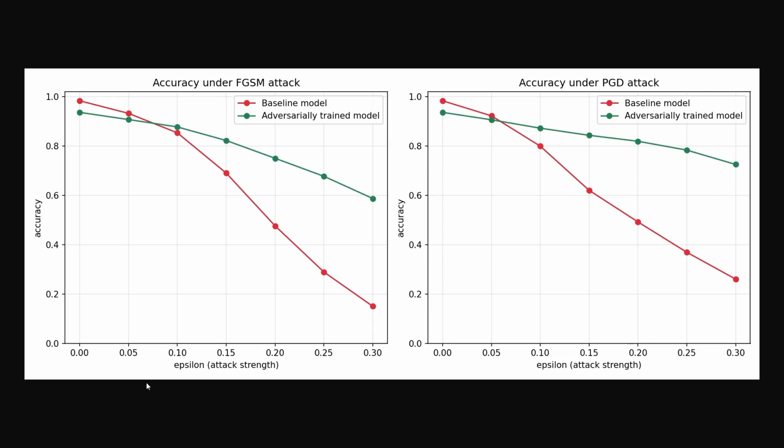First, I train a normal CNN digit classifier. Second, I attack it with two standard methods, FGSM and PGD, and track how its accuracy collapses as the attack gets stronger. Third, I train a second model using adversarial training, where the attack is baked into training itself, and compare the two head to head.